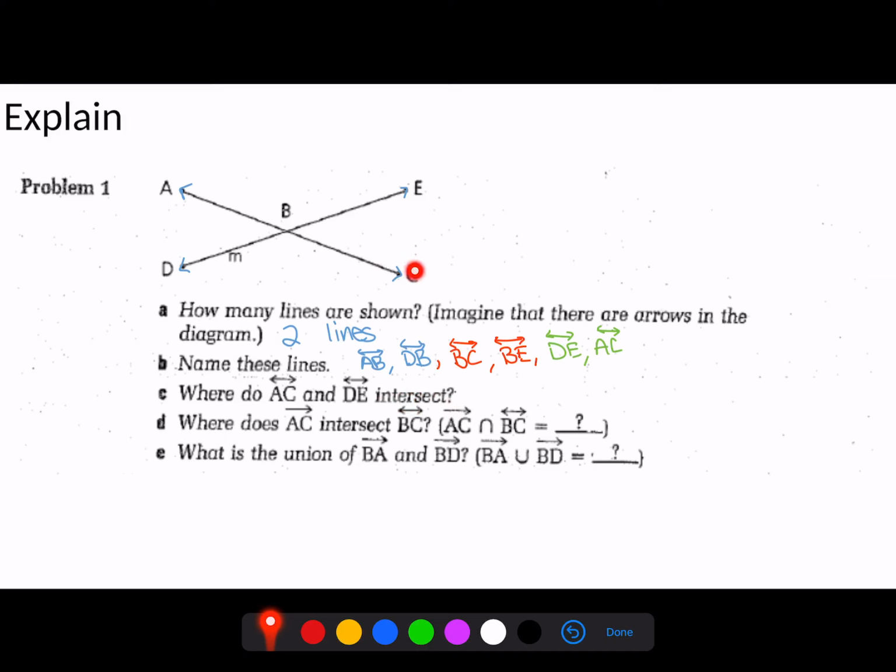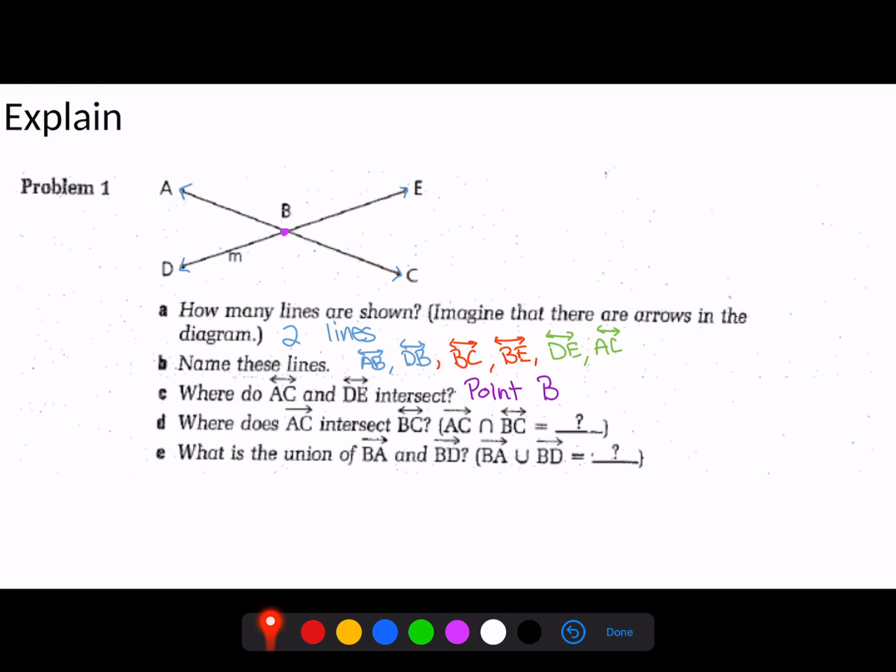Where do lines AC and line DE intersect each other? So where do they meet or where do they overlap? So if we look at AC and DE, they overlap at point B, right here.